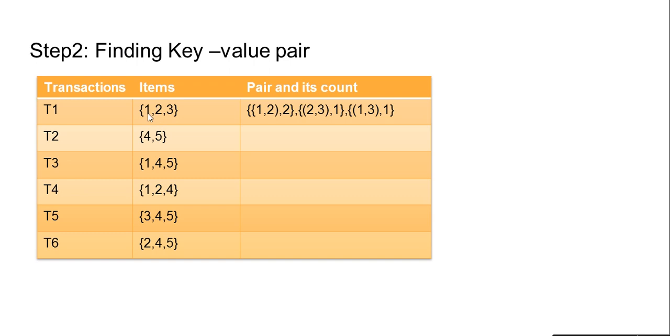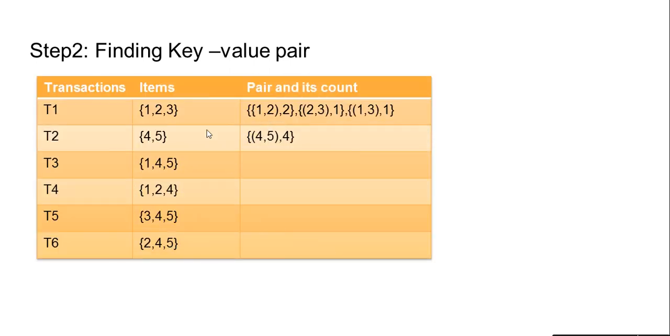So we will try to find out how many times items 1 and 2 have been brought together throughout our data set. We can see 1, 2 is present here and it is present here also. So I can say it is brought twice. Like that, items 1 and 3 have been brought only once because none of the other transactions has 1 and 3 together. Similarly, 2 and 3 has been brought only once.